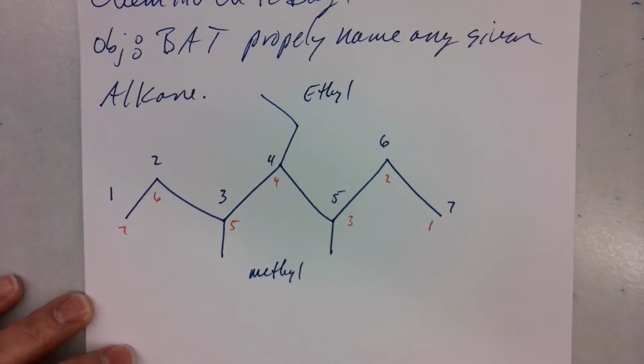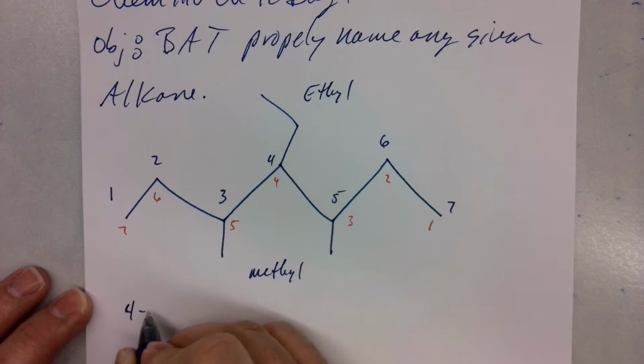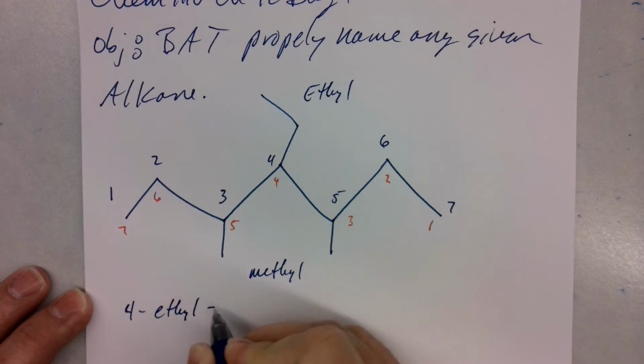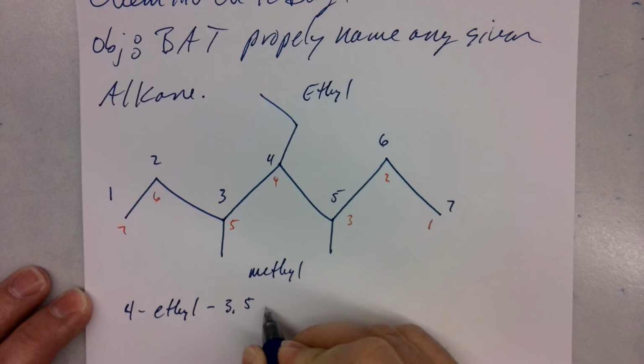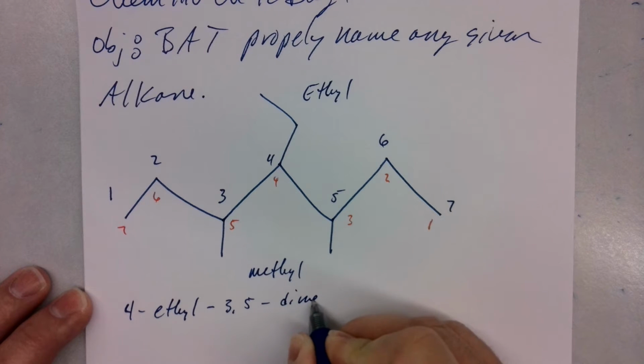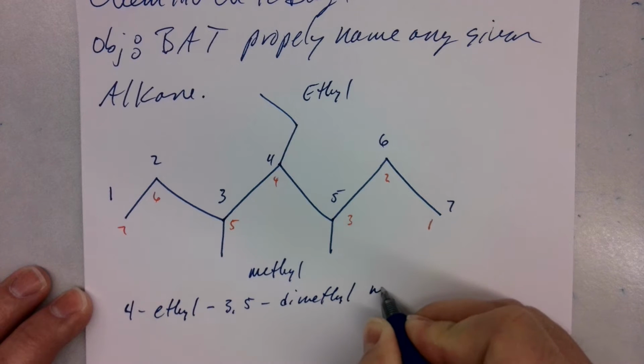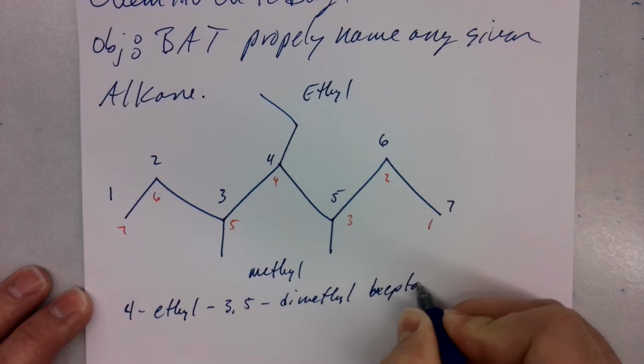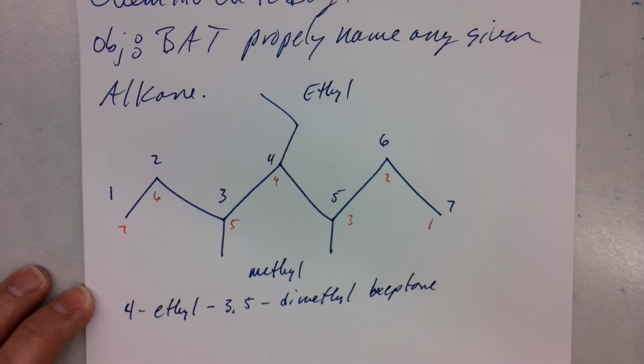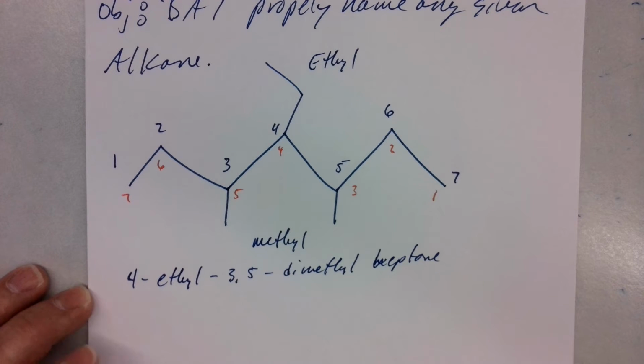Okay? Now, what this would be is this. That is what that compound is. It is 4-ethyl dash 3,5 dash dimethyl heptane. And that's what they're going to expect you to do on the test.